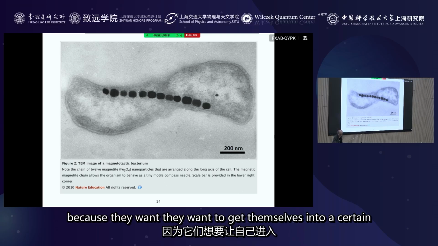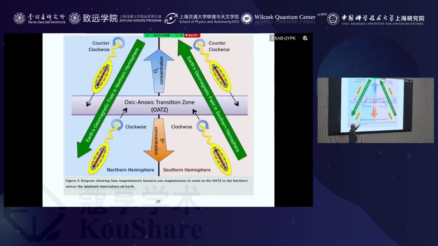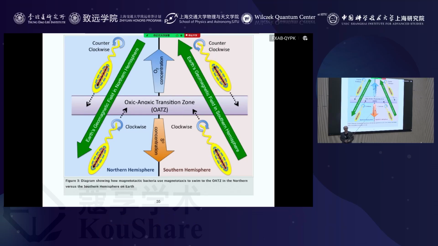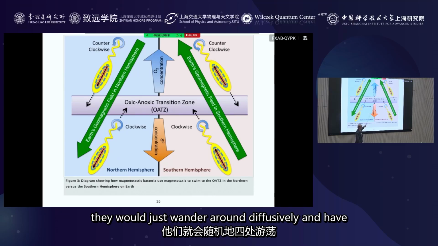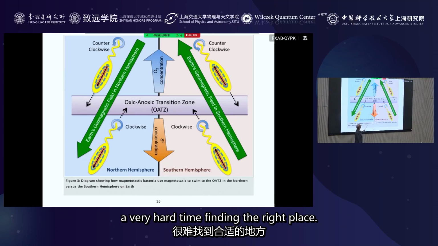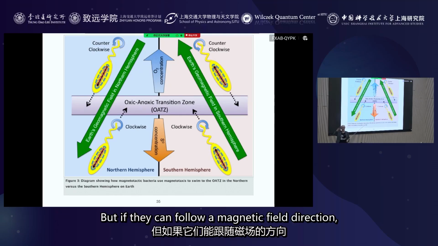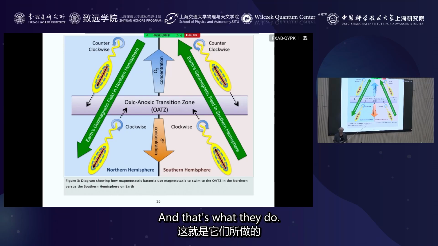go, because they want to get themselves into a certain region within the ocean where the conditions are particularly favorable for them. And if they didn't know how to orient, they would just wander around diffusively and have a very hard time finding the right place. But if they can follow a magnetic field direction, they can hone in on it very efficiently. And that's what they do.